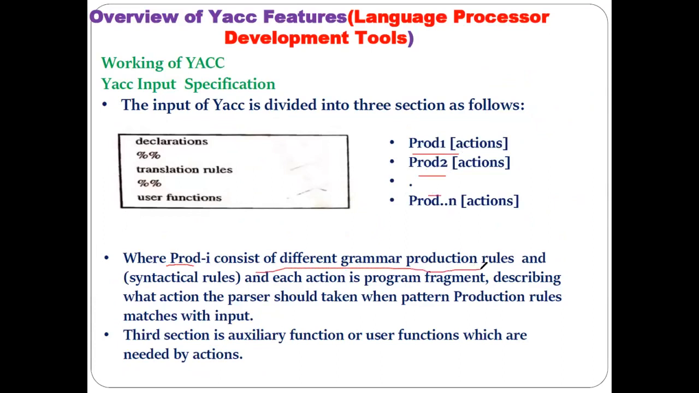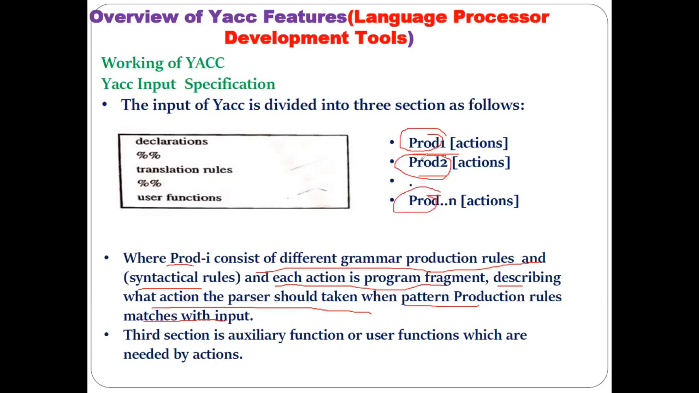So this consists of different grammar production rules or syntactical rules, where we are writing this grammar production rule using some grammatical symbols. And in front of that, each action we are going to write, describing what action the parser should take when the production rule matches with the input. So the input that you are going to give will get checked against these grammatical rules, against these production rules.